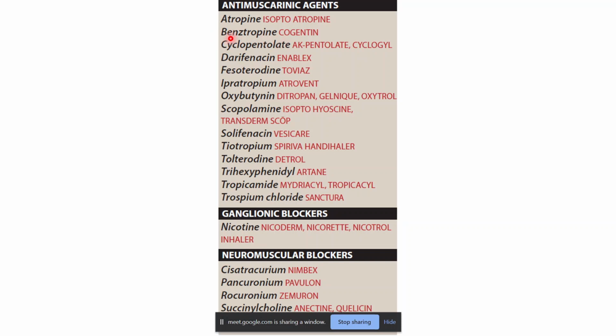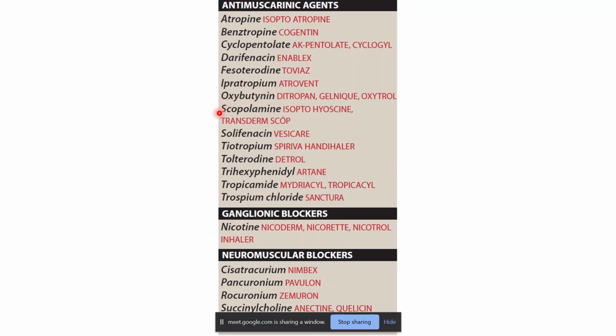Benztropine is a longer acting analog, and ipratropium is a clinically useful drug, indicated for the treatment of asthmatic patients. Ipratropium has a common structure with atropine, and the only difference is that ipratropium is not absorbed and it's administered by inhalation.